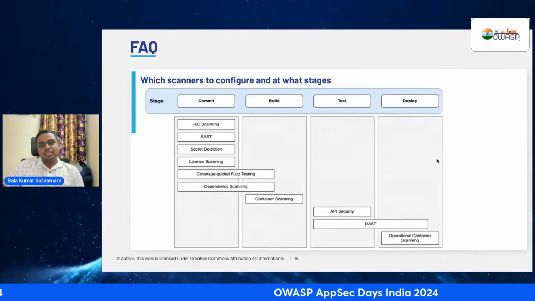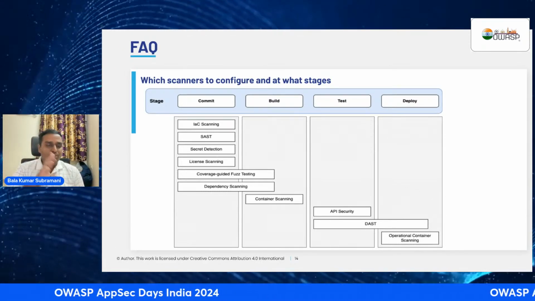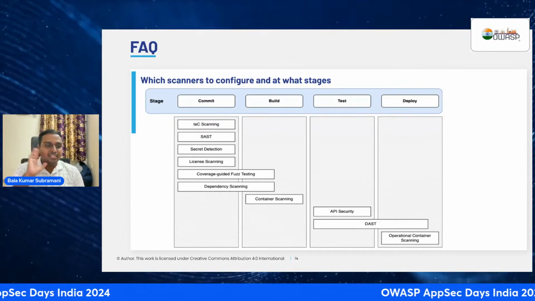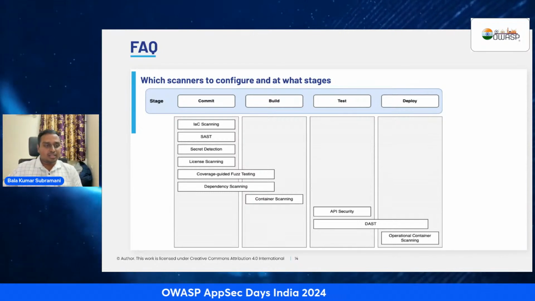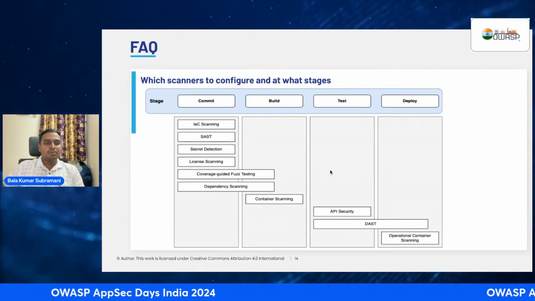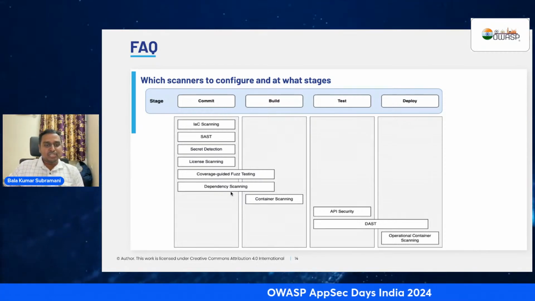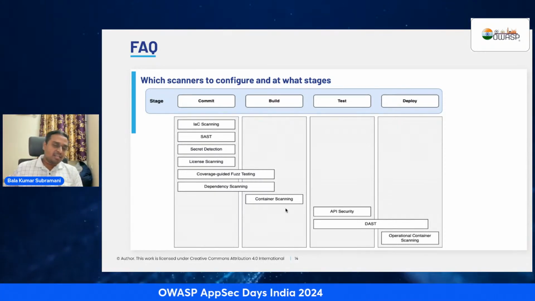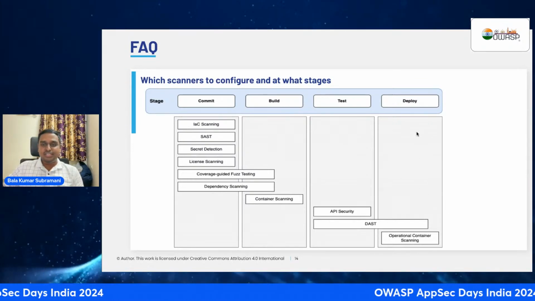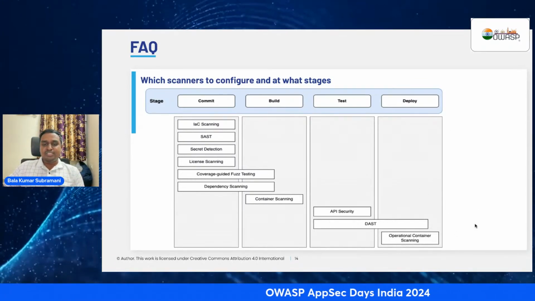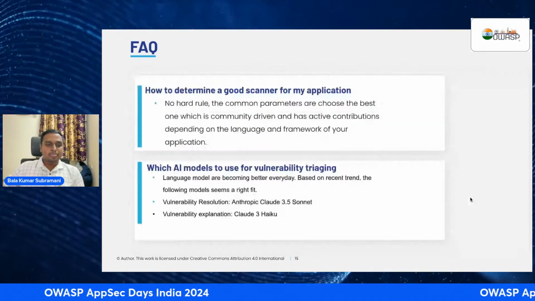So this map gives a good overview. It's not like the Holy Grail book or the Bible, something like that. It's predominantly what most organizations follow. On the commit phase, we do most of the static analysis tools, and then on the build phase, we run the container scanning tools. At this phase, dynamic scanning and API security. On the deployment stage, the operational container scanning. So this is sort of the rule of thumb that we can follow.